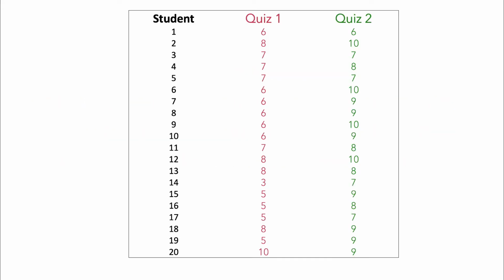So we have been provided the data like this. There are 20 students. So each student has given quiz 1. After that, the student attended the revision lectures and has participated in quiz 2. So the scores obtained by every student out of 10 are recorded for quiz 1 and for quiz 2.